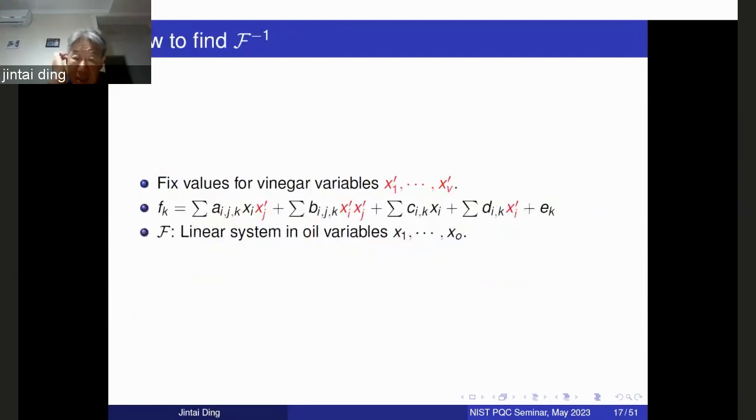Let's look at this one more time. If we guess the vinegar variables, we get a linear system. Using this colored slide, you can see we have oil mixed with vinegar quadratic terms, and the rest are linear terms. Once you set the vinegar variables to be constants, which I mark in red here, what you get is actually a linear system. Therefore, we can find the preimage by solving a linear system. It's extremely simple.